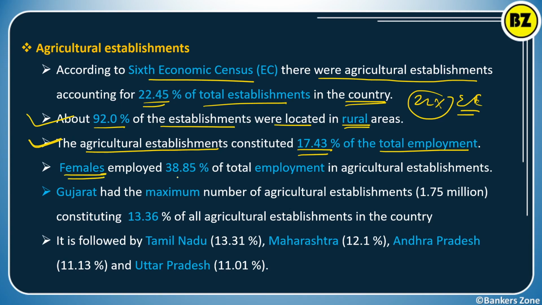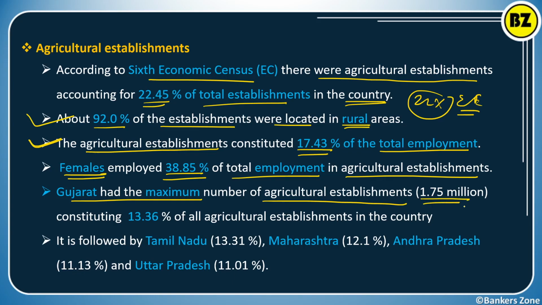Females were employed in 38.85% of total employment in agriculture establishments. Gujarat had the maximum number of agriculture establishments, around 1.75 million, which is around 13.36% of the total in the country. It is followed by Tamil Nadu 13.31%, Maharashtra 12.1%, Andhra 11.1% and UP 11.1%.